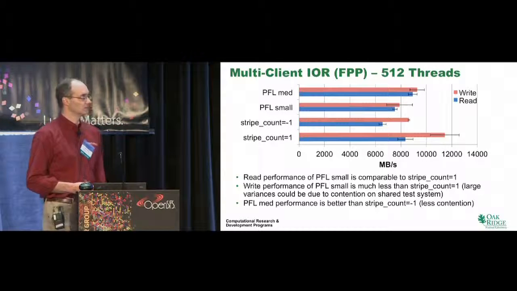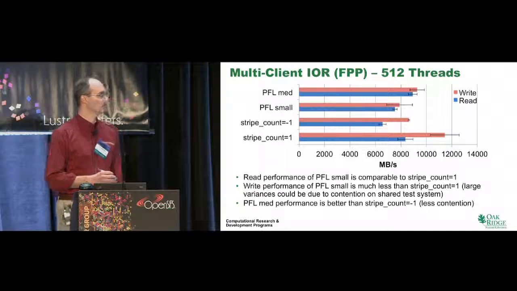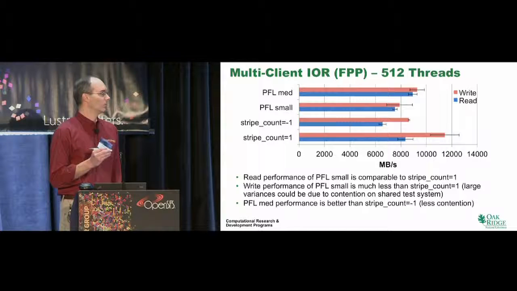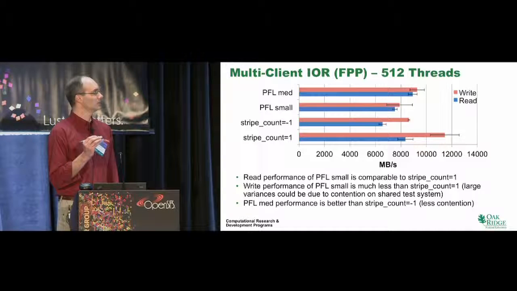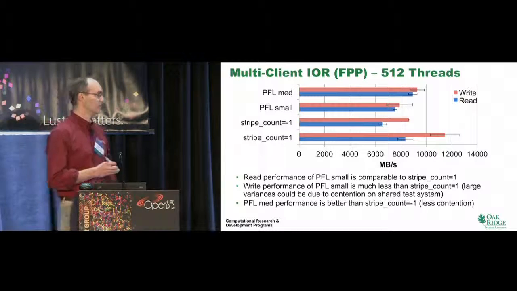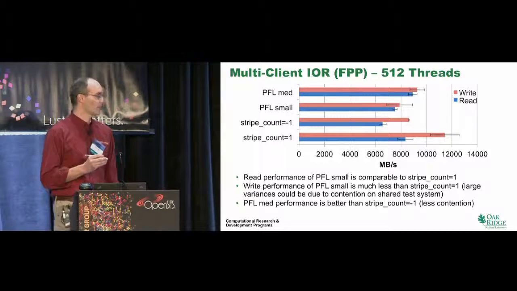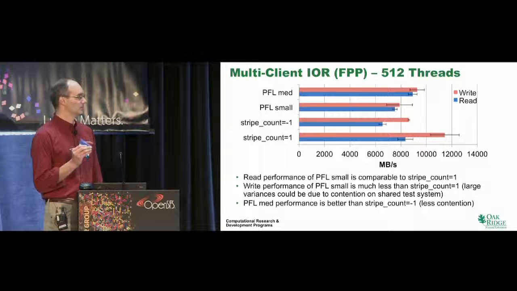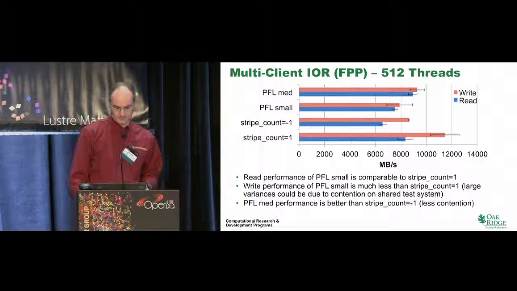If we look at the multi-client, 32-client numbers for the stripe count 1 and the PFL small, we actually see reads are about comparable, and then we see a pretty big discrepancy in the writes, but we also notice that large variance again. Again, we think that's due to contention on the shared file system. But we still see that same pattern where stripe count -1, due to contention, is less than 1, and then the PFL medium kind of falls somewhere in between.